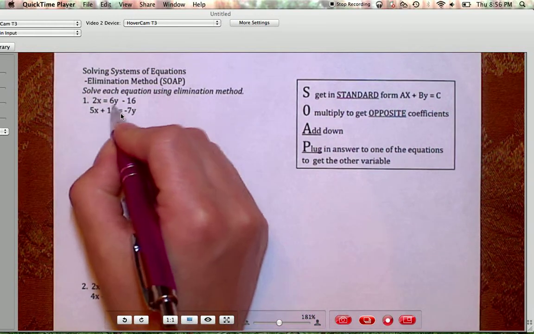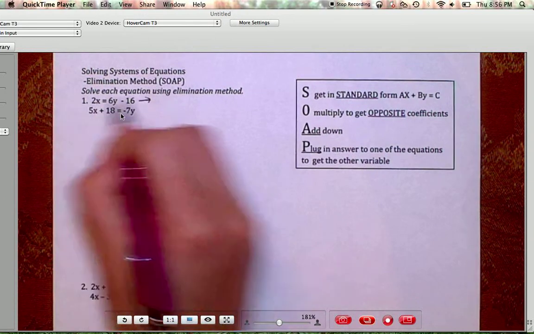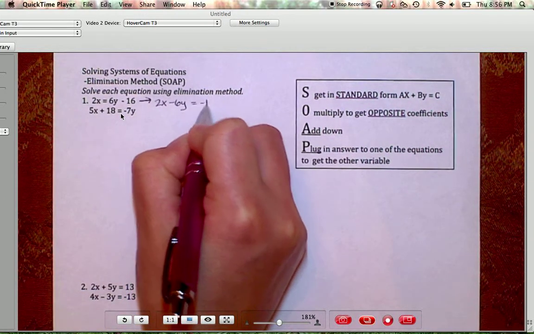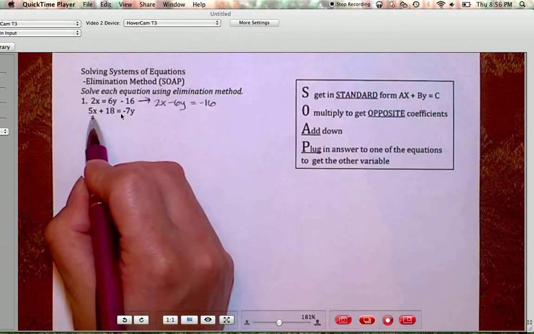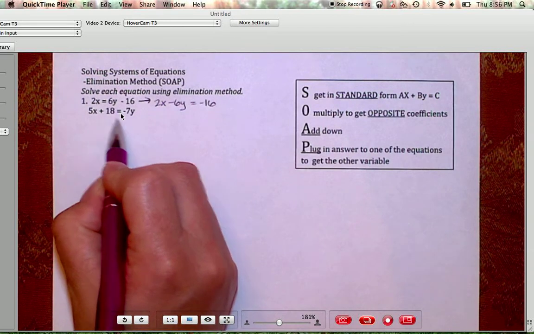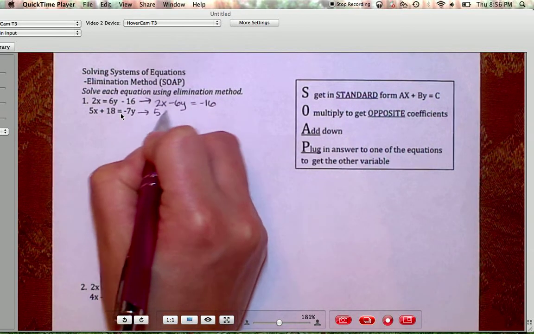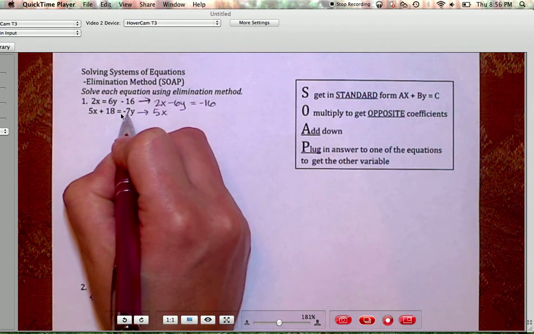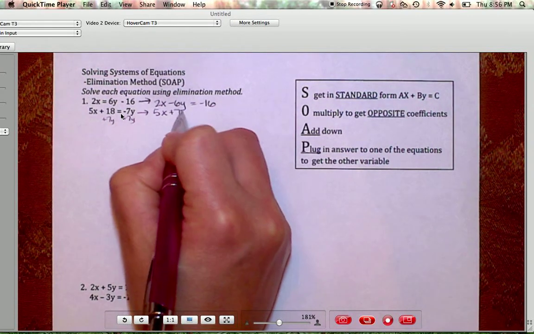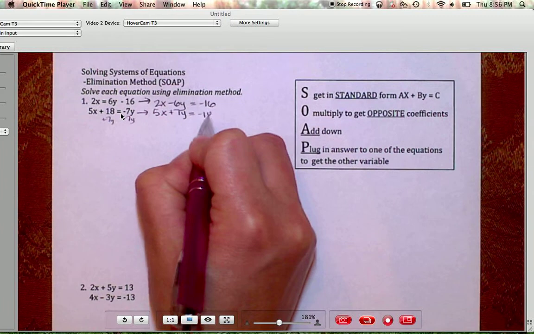So the x and the y need to be on the left side of the equal sign. So if we look at this first equation here, we need to move that y over to the other side by subtracting it. So we get 2x minus 6y equals negative 16. In the second equation, we need to move the 7y over and move the 18 back. So we get 5x. When we move the 7y over, we add 7y to both sides. So we get plus 7y. And then to move the 18 over, we subtract 18.